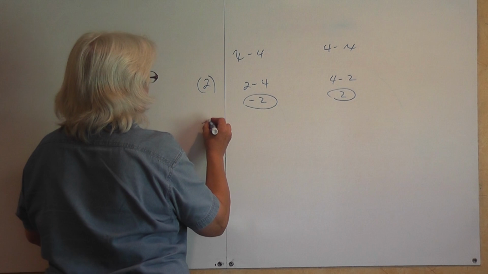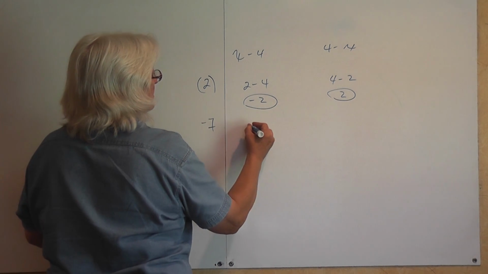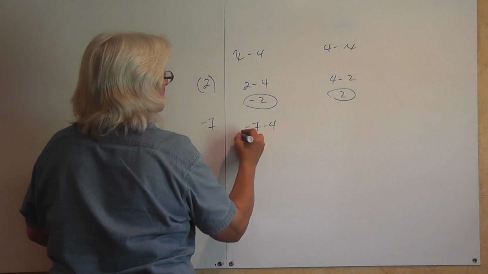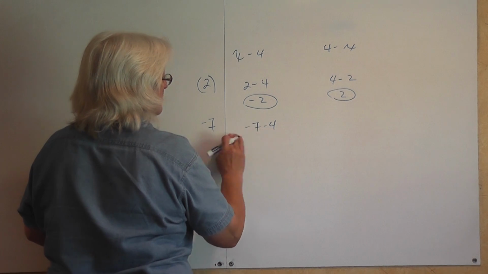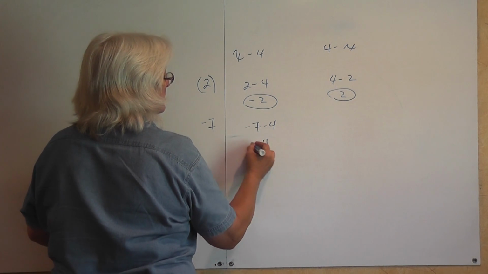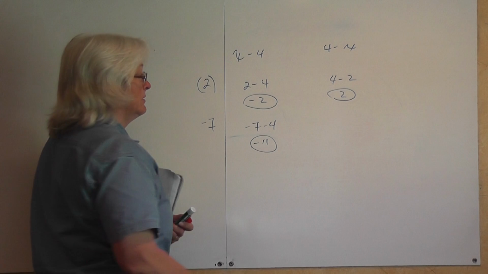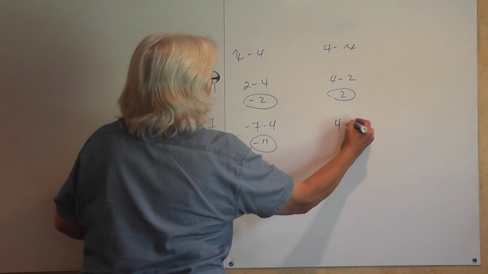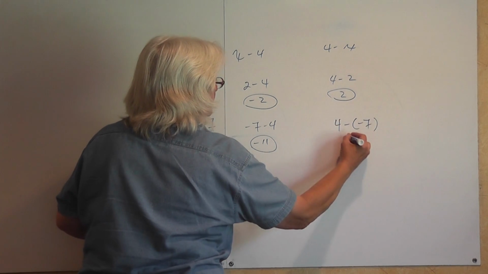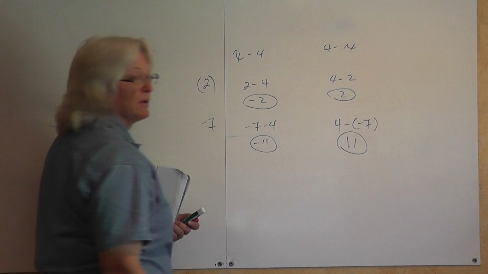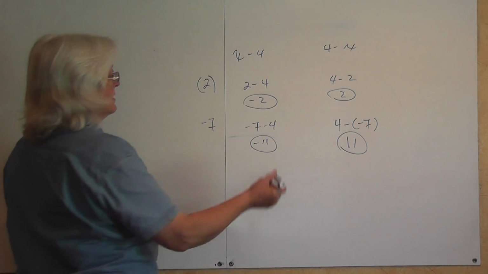What about if we do a negative 7? We have negative 7 minus 4, which is a negative 11. We have 4 minus a negative 7, which is a positive 11.